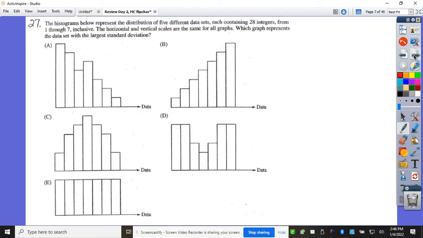Alright, so this first part is seemingly insignificant to you guys, and you could have done it without it, but I want to explain to you what that means later. Histograms below represent the distribution of 5 different data sets, each containing 28 integers from 1 through 7 inclusive. I only want to explain to you what that means because they like to use this type of thing a lot on the AP exam, and sometimes if you get stuck, you can use that to help you. It means our options are 1 through 7, like this, for all of them.